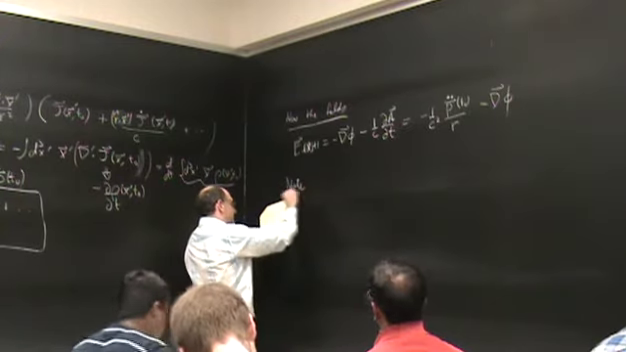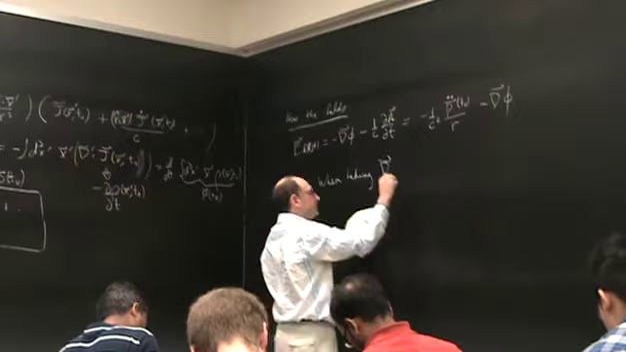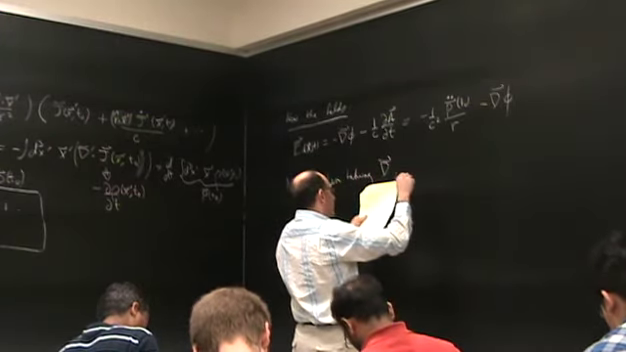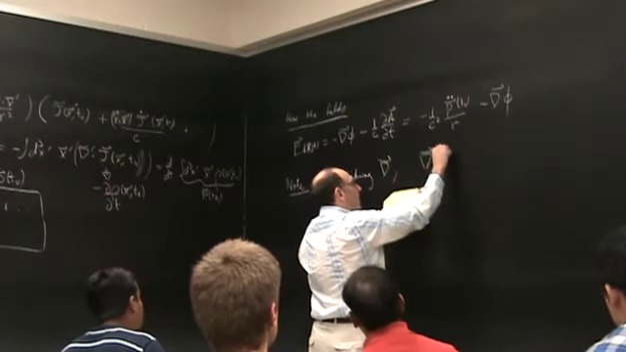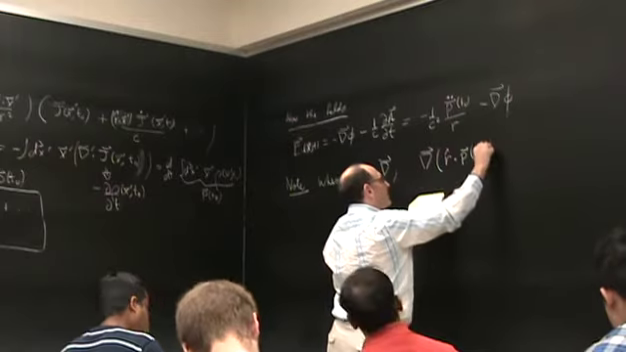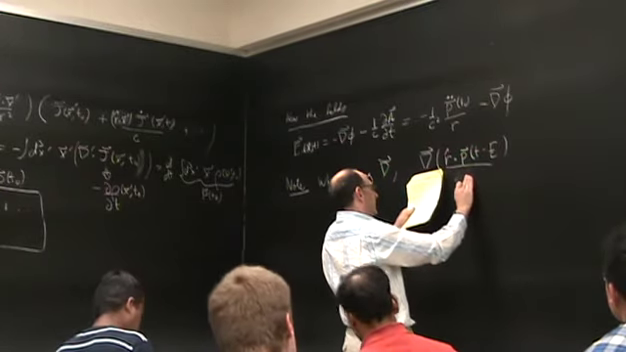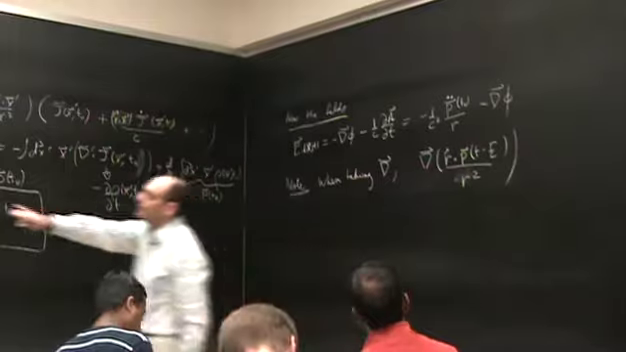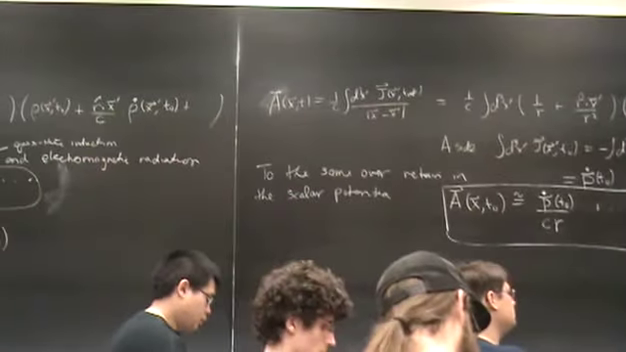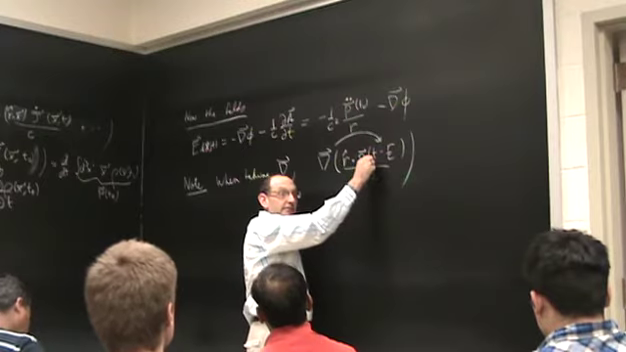Note, when taking the gradient, if we look at, for example, the gradient of r hat dot p, evaluated at t minus r over c, we have to make sure that we take the gradient with respect to R, but also this thing depends on the argument, right? So when you take that, you have to use the chain rule. Make sure you take the gradient on this as well. That's where things get messy and annoying.